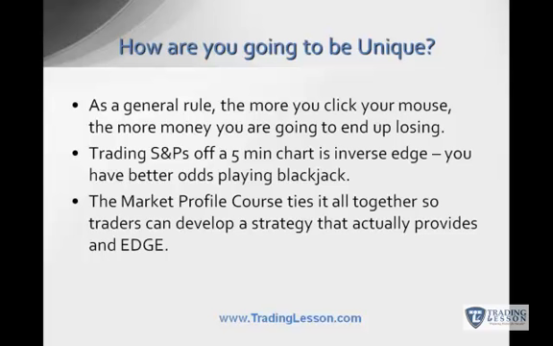tight altogether, but there's lots of markets that are moving: coffee, cotton, that are tradable. Trading the S&Ps off a 5-minute chart is inverse edge, I call it. You have better odds playing blackjack, which I think is true. If you're going to trade the S&Ps or any market that's not moving that much, you need to be looking at a 60-minute chart, 30-minute chart at the absolute minimum.